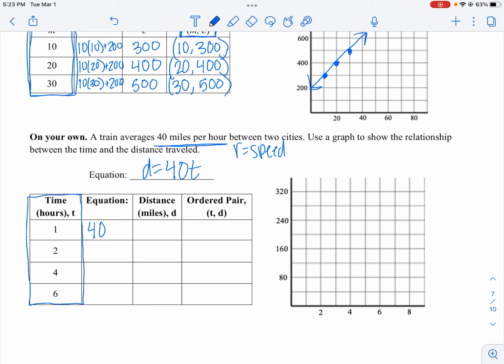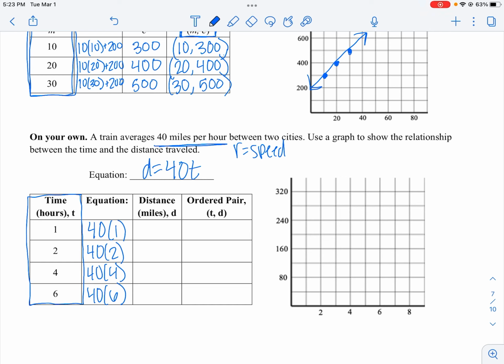So our time is on the left box. So we have 40 times 1. And the next equation, we have 40 times 2. And then we have 40 times 4. And then 40 times 6. Okay, so we're plugging these numbers on the left in for T, because it's saying we're going to figure out how many miles we go if we drive for 1 hour, 2 hours, 4 hours, and 6 hours. That's what we're figuring out.